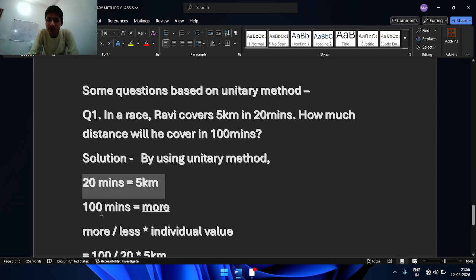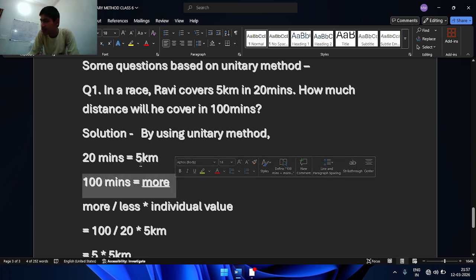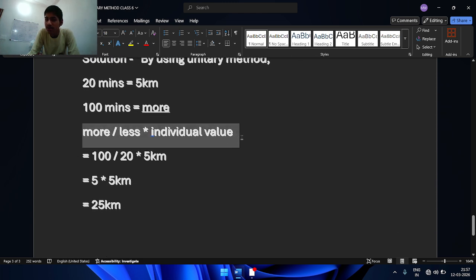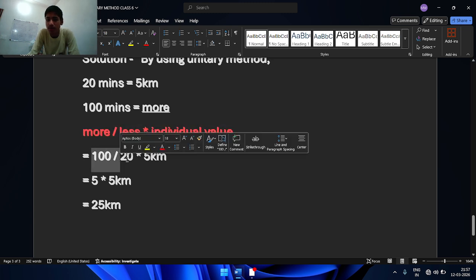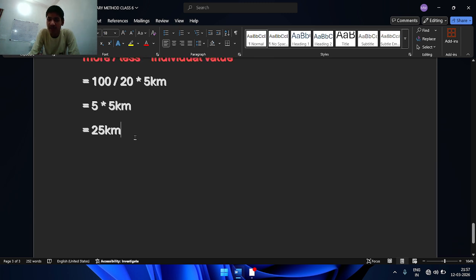20 minutes is 5 km, so 100 minutes will be more. The logic is already there: if Ravi is driving a car and in 20 minutes he covers 5 kilometers, then in 100 minutes he will cover more than 5 kilometers. So here it will be more. The formula is more by less into individual value. So 100 is more, 20 is less, into 5 kilometers. So 100 divided by 20 is 5, 5 into 5 kilometers, 25 kilometers.